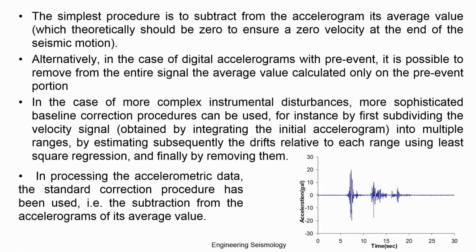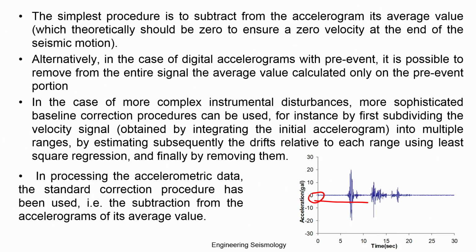So the simplest form is basically to subtract from the accelerogram its average value, which theoretically should be 0, ensuring zero velocity at the end of the seismic motion. If you have the acceleration or velocity, it has to start with 0 and end with 0. So the value which is different from 0 can be identified, and that should be subtracted. That is the simplest way one can apply a correction.